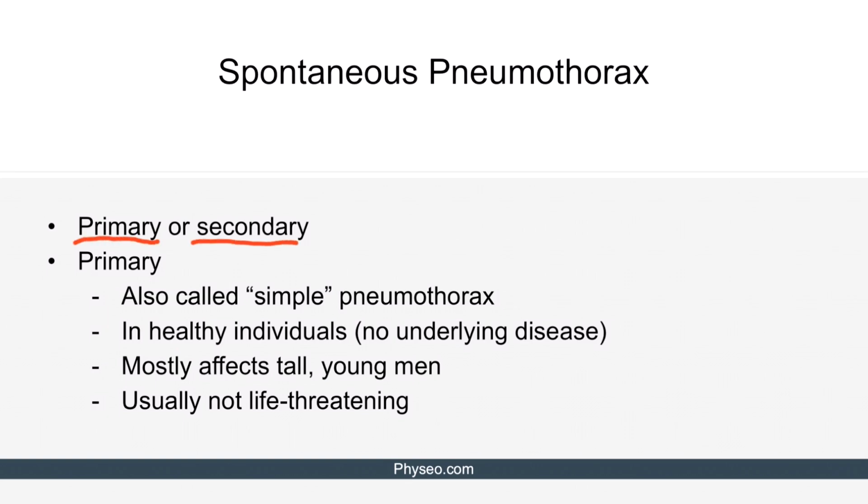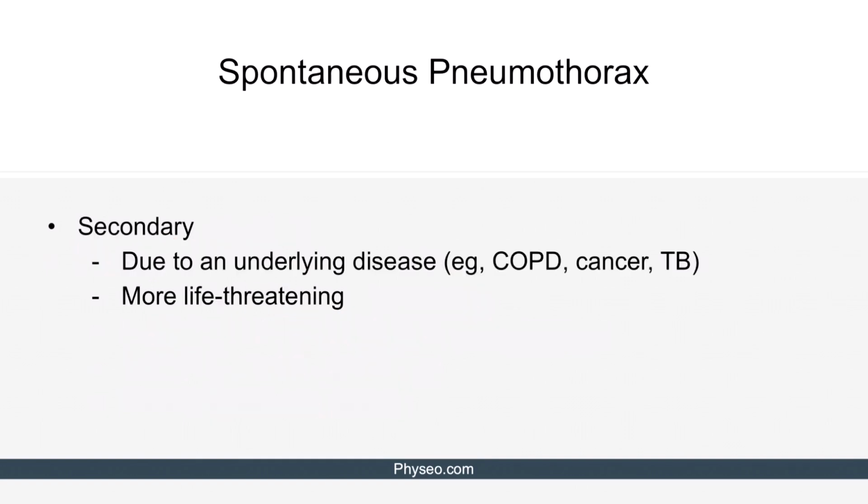Primary spontaneous pneumothorax, also called simple pneumothorax, occurs in healthy individuals and is not associated with underlying disease. It mostly affects tall young men. Usually it's not a life-threatening condition and often resolves on its own. Secondary spontaneous pneumothorax occurs due to an underlying disease, like COPD, cancer, or TB. It's more life-threatening than the primary one.